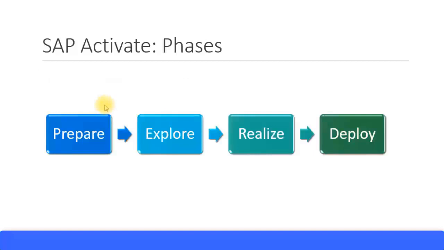The SAP Activate process is made up of 4 phases. The first phase is prepare, followed by explore, then realize, and finally deploy. So these are the 4 phases: prepare, explore, realize, and deploy. In the next slide, let's look in more detail at what the activities involved in the preparation phase are.